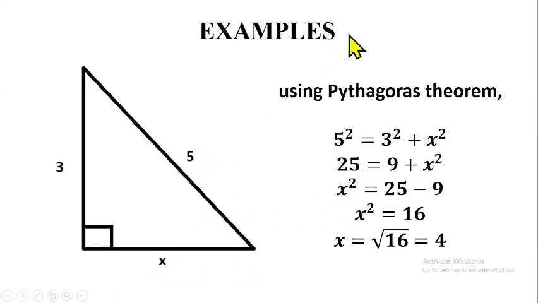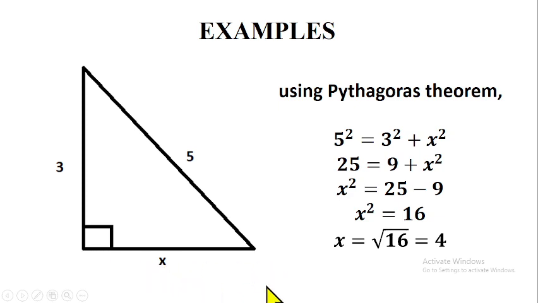Now, the first question we want to solve using Pythagoras theorem is the question on the screen right now. You can see that this is a right angle triangle. Why? This is a right angle here, so that makes it a right angle triangle. Then, if you look at the triangle, we are given two sides. We are given that this side is 5, and this side is 3. So we are looking for this side, and it is named x.